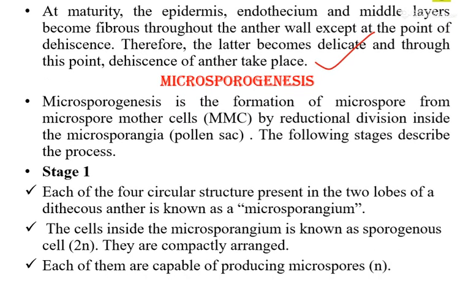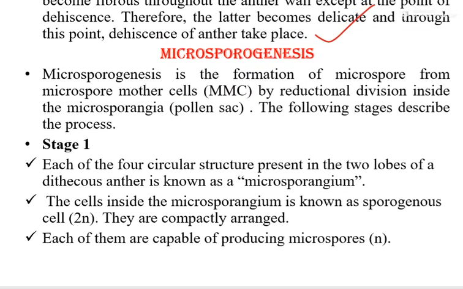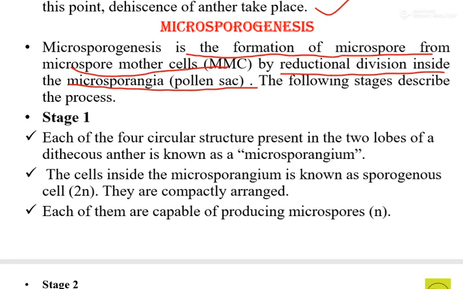Okay, now we will see another concept, that is microsporogenesis. I will read out the definition, but the definition will be clear to you all after learning the various stages of this process. After learning the stages, we'll again come back to this definition and then you can get the concept cleared. Okay, you see what is microsporogenesis? It is the formation of microspores from microspore mother cells by reductional division. Reductional division means meiosis inside the microsporangia or pollen sac. Okay, now let's see the stages.